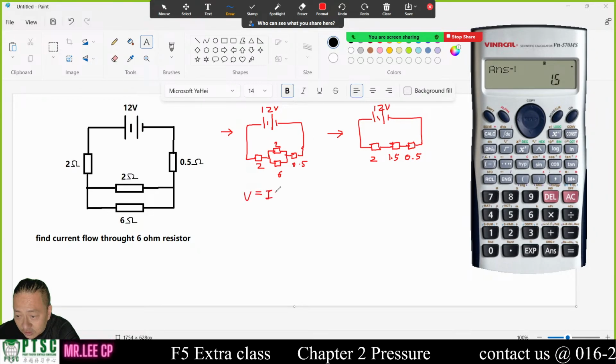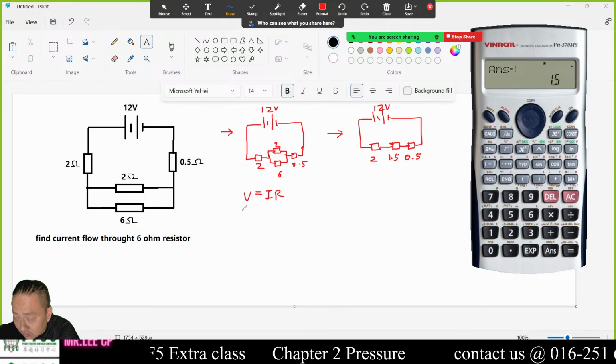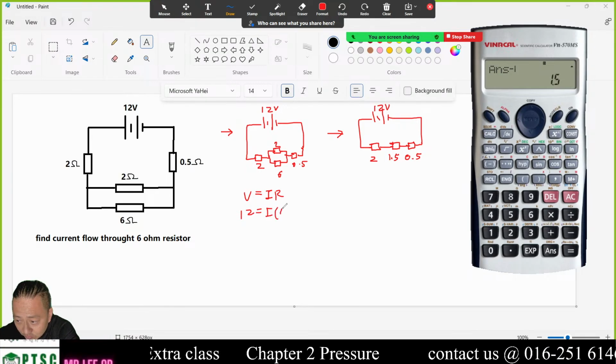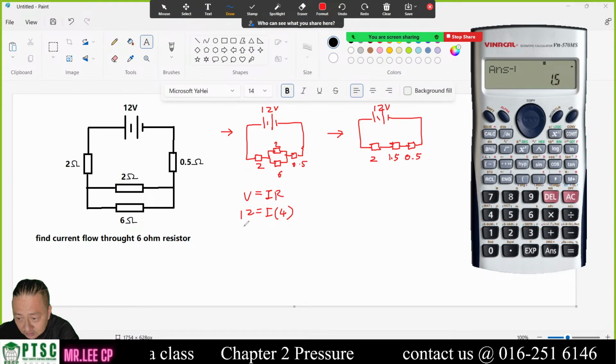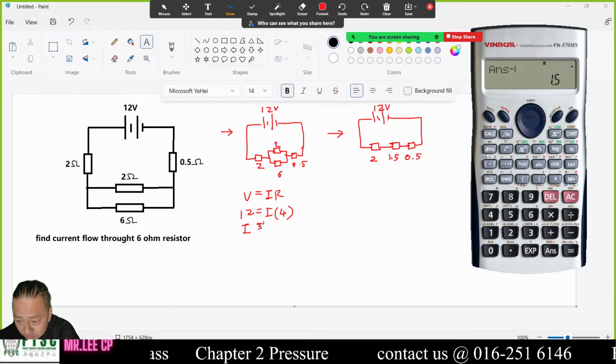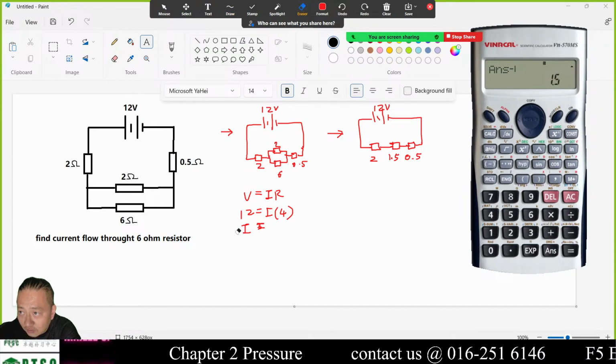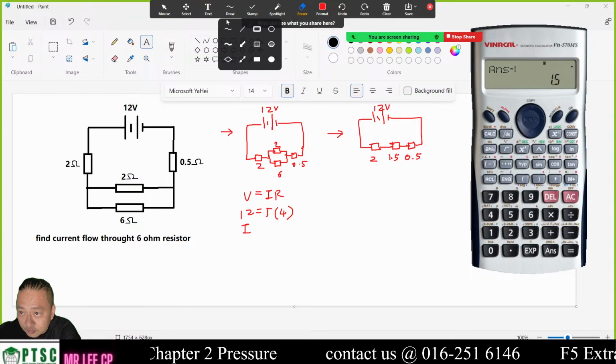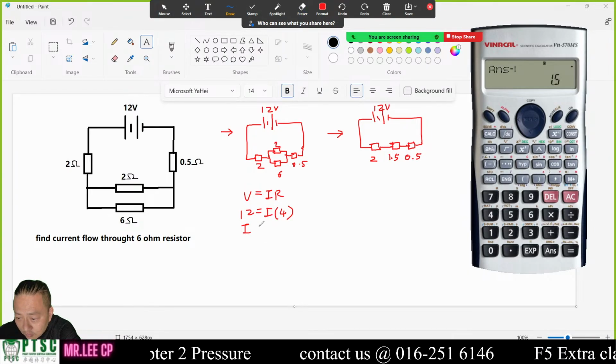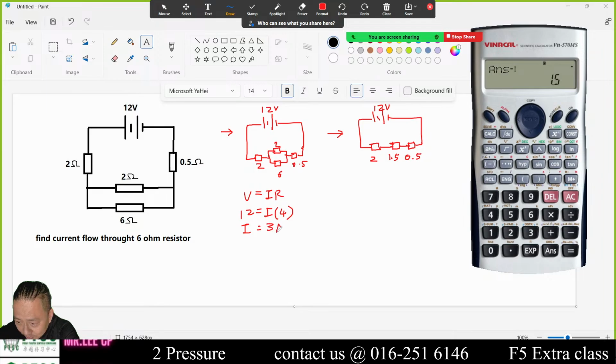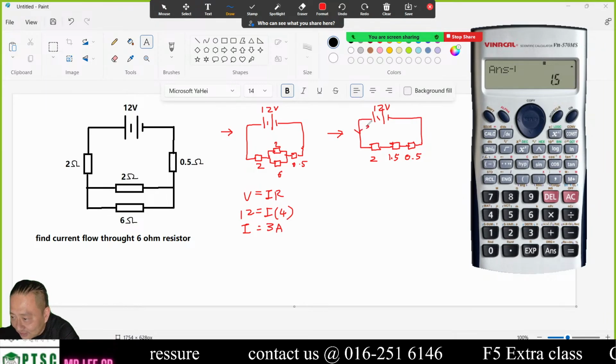V is equal to IR. V is 12, I is unknown, R is 4. The effective resistance is 4. So I follow through, it is 3. I is 3 ampere, not 3 ohm. This is 3 ampere.